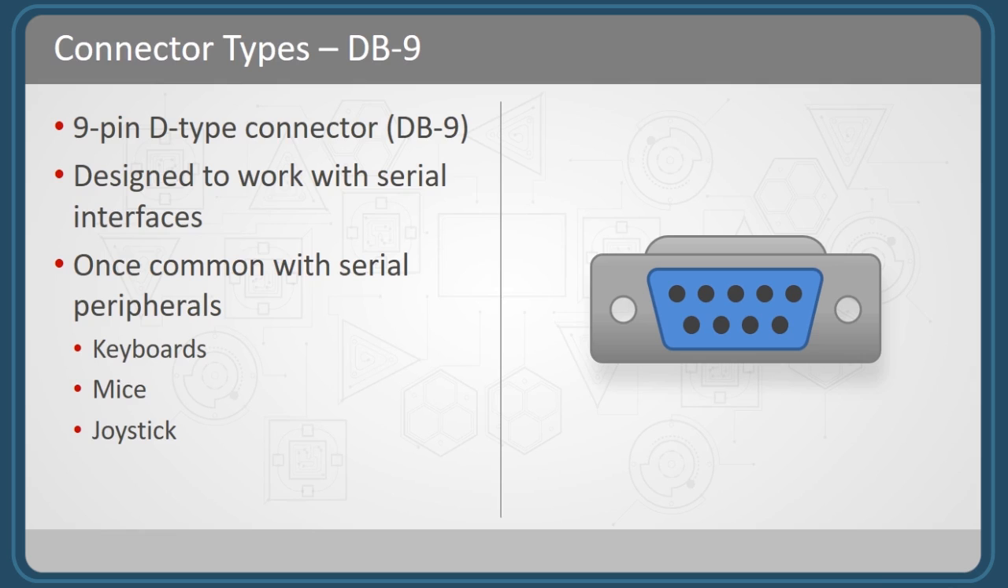They were once common with serial peripherals such as keyboards, mice, and joysticks, but you'd have to go back quite a ways to find that connector used anymore. It was superseded entirely by USB. Even some of the early personal digital assistants used this type of connector, but of course that was superseded with USB and or wireless and Bluetooth. So I don't imagine you would find too many DB9 connectors anymore, but some of those earlier serial devices commonly used the DB9.